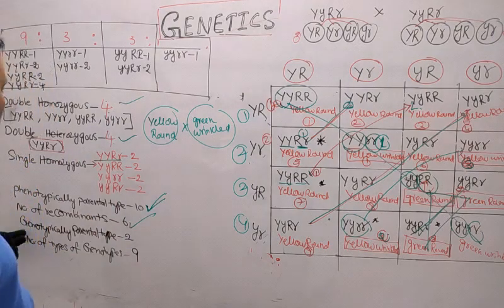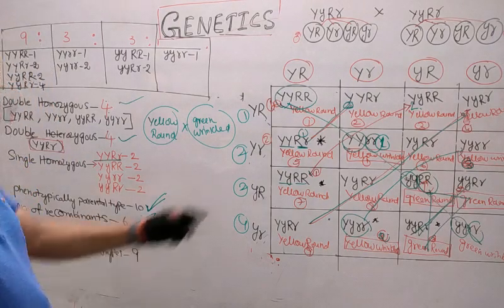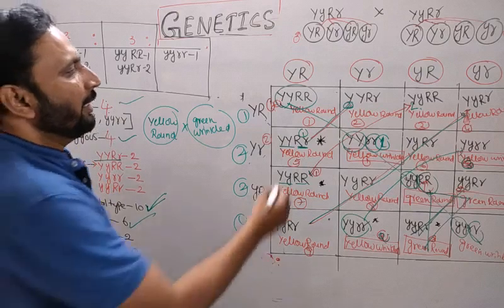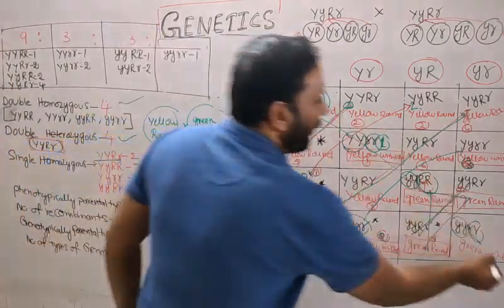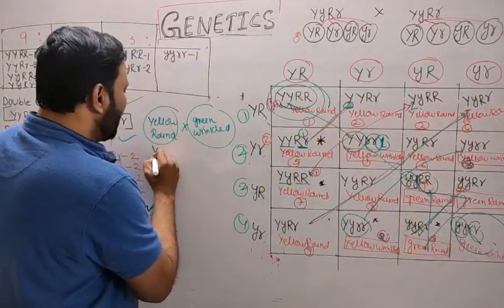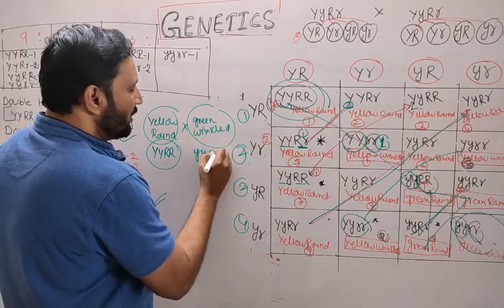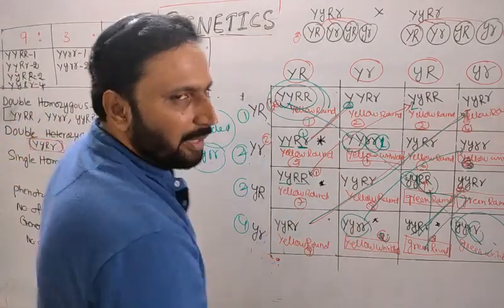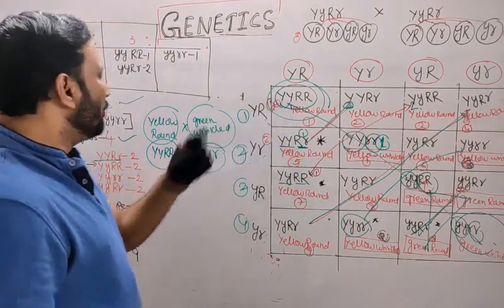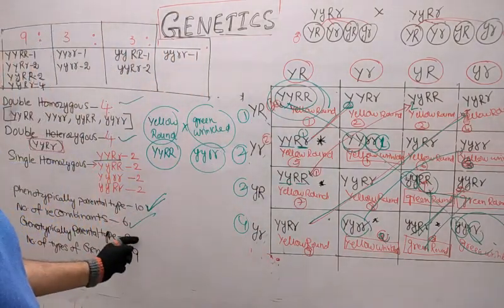So then, genotypically parental types. When you observe in the F2 generation, parental types genotypically only 2. Capital Y, capital R, capital Y, capital R, and small y, small r, small y, small r. At the end of the F2, genotypically parental types are only 2.